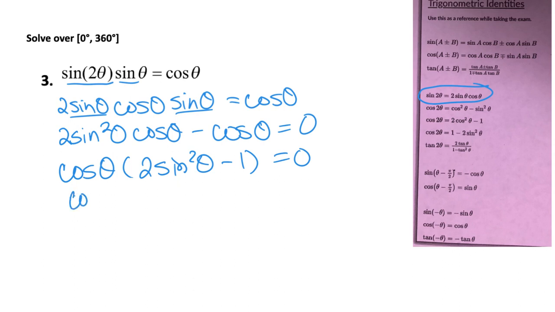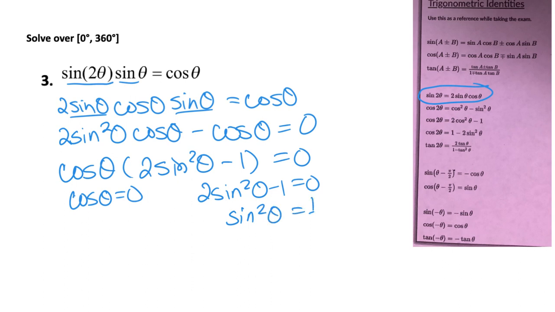So then from this, that means I have cosine theta equals 0, and I have 2 sine squared theta minus 1 equals 0. This is going to end up being sine squared theta equals 1/2. So sine theta equals plus or minus the square root of 1/2, which would be plus or minus the square root of 2 over 2.